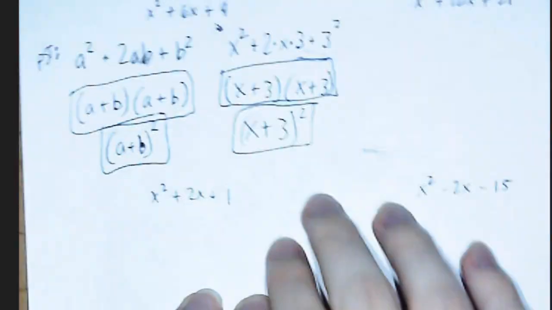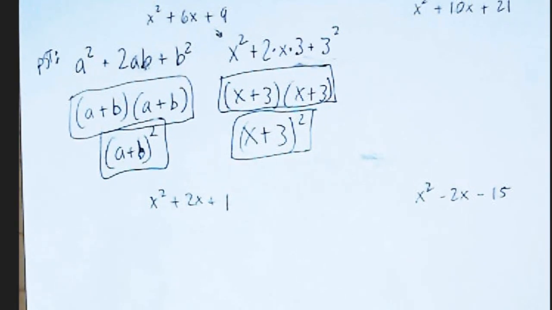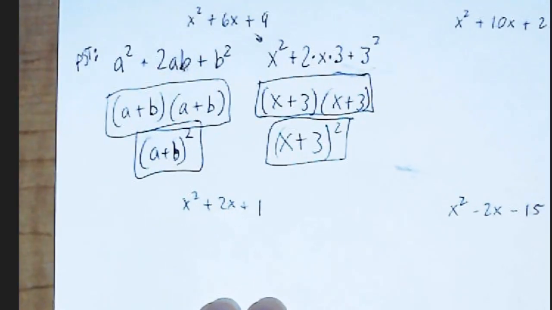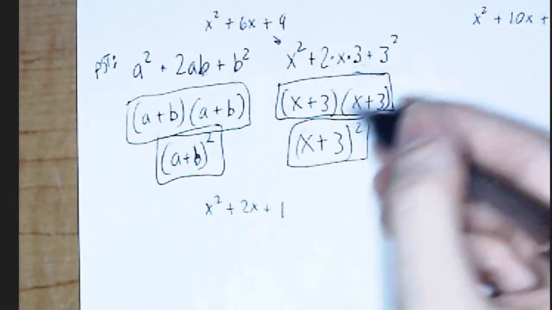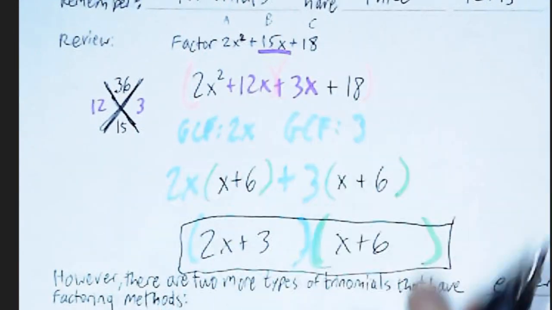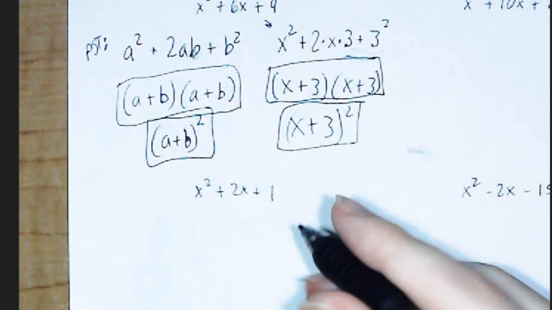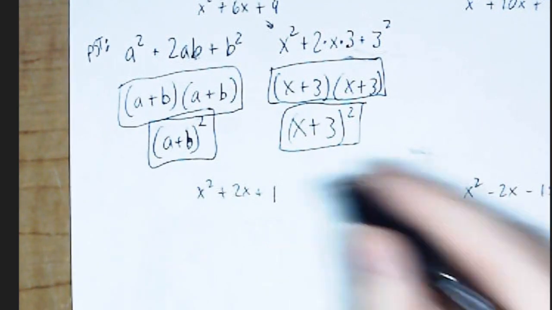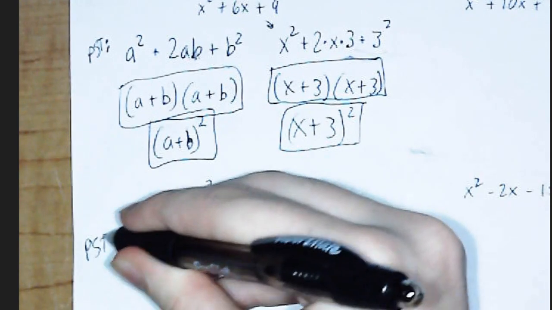So let's do the second one. All right, first let's check to see if this is actually a perfect square trinomial or not. And again, if it's a perfect square trinomial, you can use this method, or you can still use the X puzzle method that we used before. It will still work, but this is faster if you see that it is a perfect square trinomial. So let's check to see if it's a perfect square trinomial.